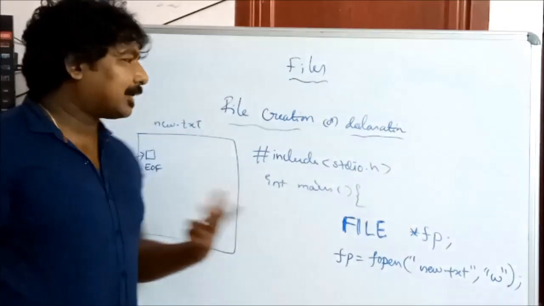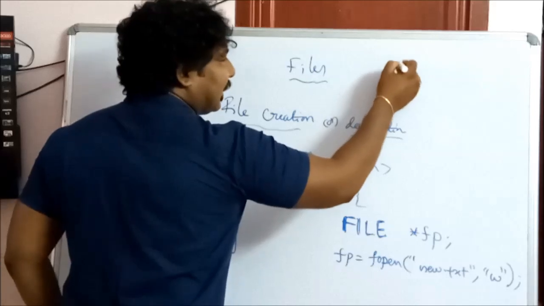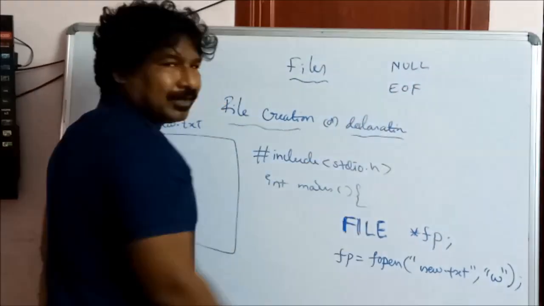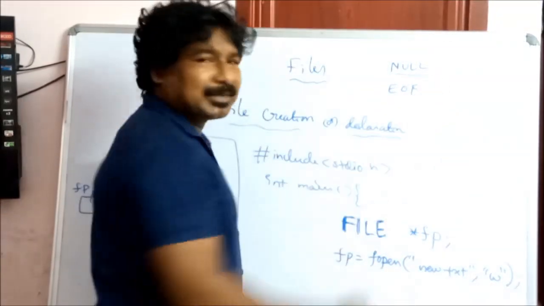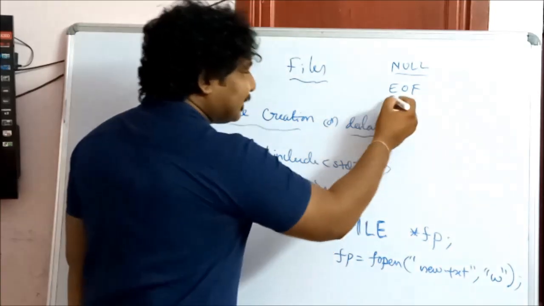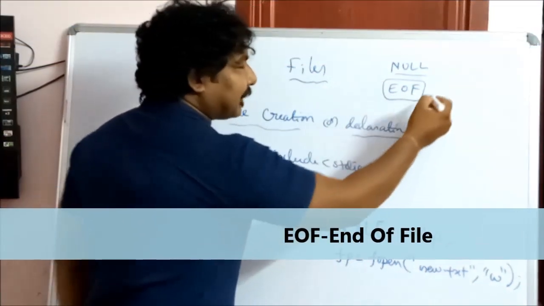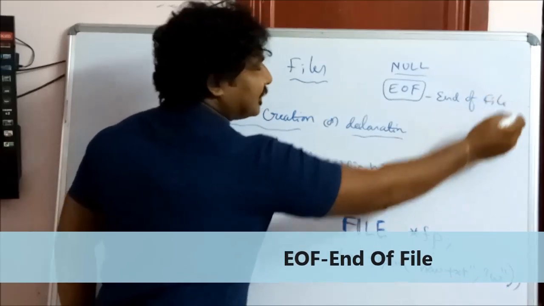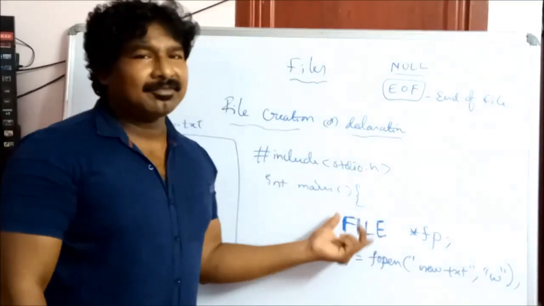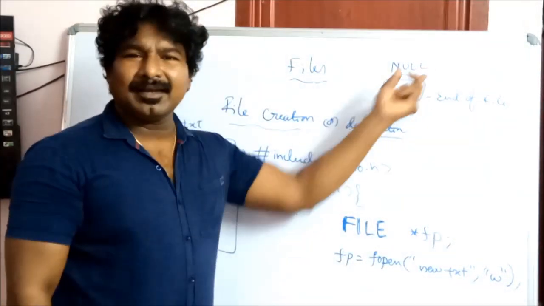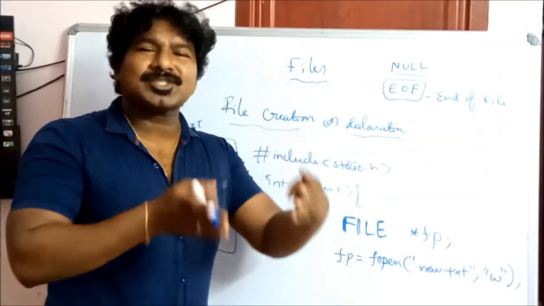Remember friends, in C language we use names like NULL and EOF. NULL is used to represent a null character, which we have seen in the structures concept. EOF means end of file. This is a special value that is used in files. Then what is the use of EOF? What is the use of NULL? NULL will represent the end of the string.